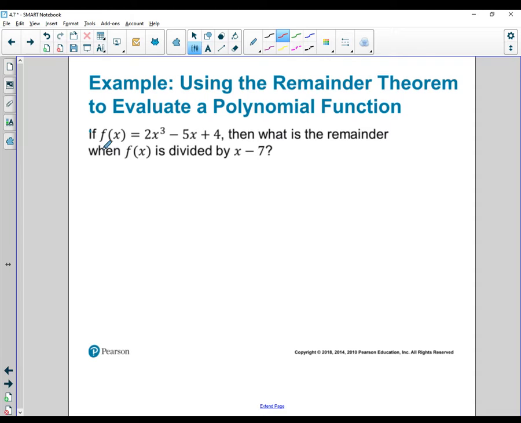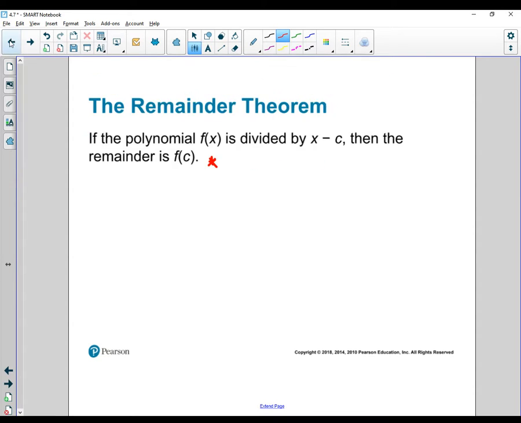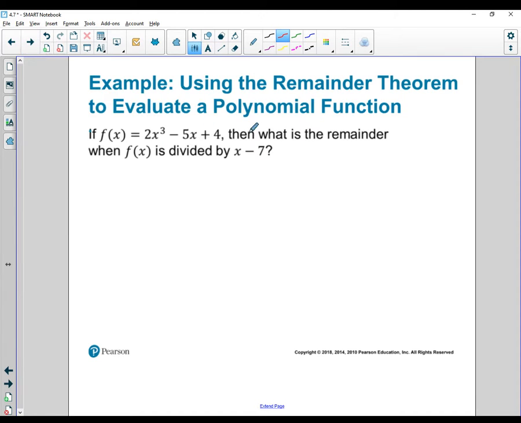So if f of x equals 2x cubed minus 5x plus 4, then what is the remainder when f of x is divided by x minus 7? So back here, x minus c, we have to evaluate f of c. So here, c is 7, right? Because it's minus c, so minus 7, c is 7. It's basically the opposite of what this is. So if it was plus 7, this would be negative 7.